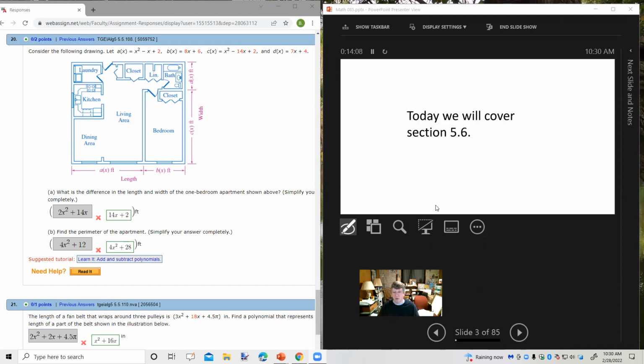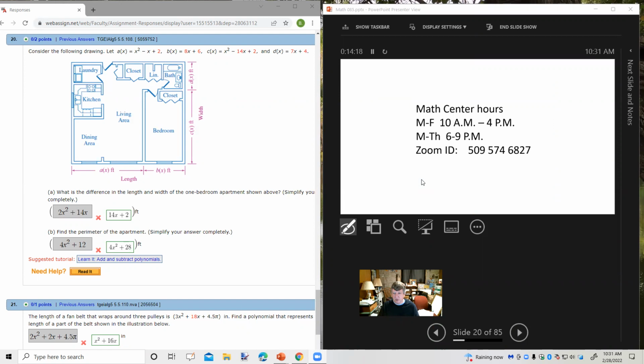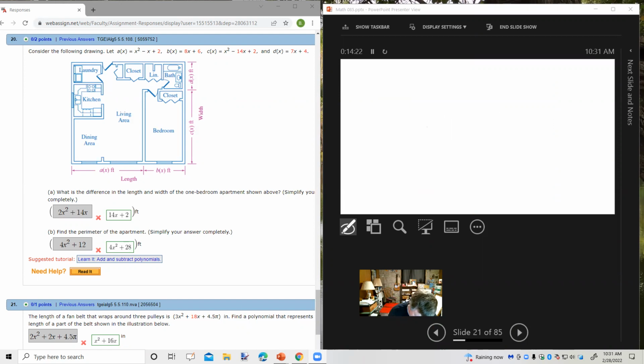All right, so today we're going to go on and cover section 5.6. But before we do that, we have some questions from you folks. So we'll take a look at those. Let's see, here we go. All right, so this is from section 5.5, number 20.